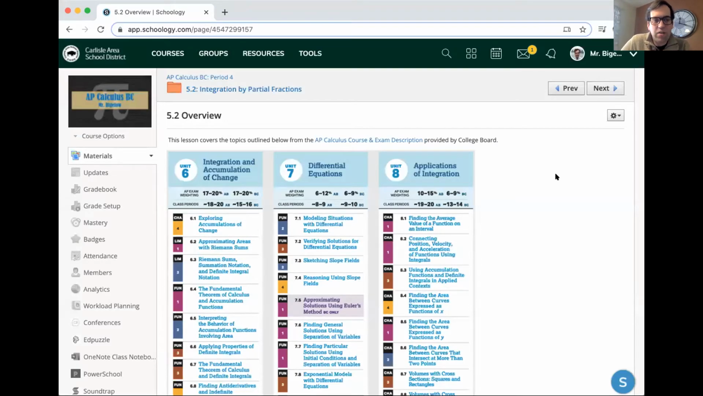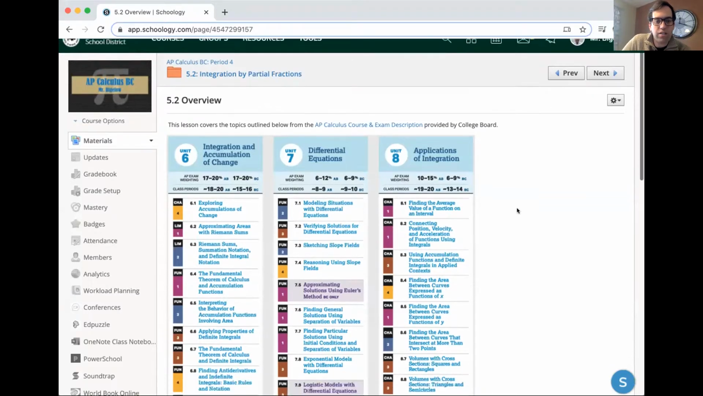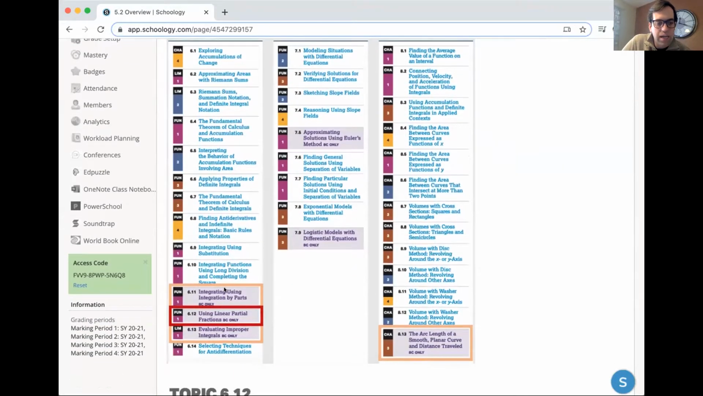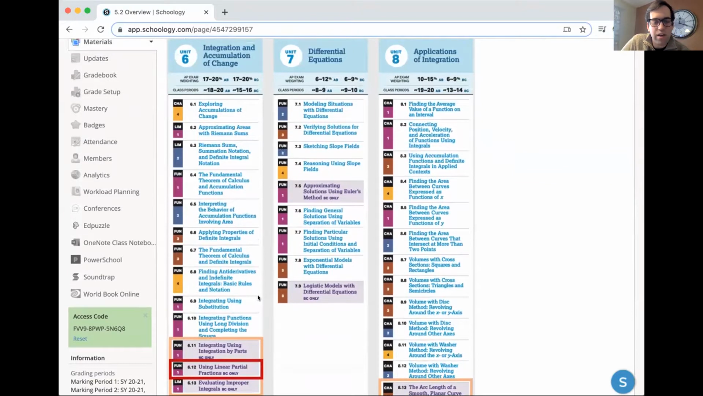Today we are going to be learning about lesson 5.2, integration through partial fractions. If you take a look at College Board's version of the curriculum, we are going to be doing 4 different lessons in this unit, and this is the second lesson. It comes from College Board's Unit 6 about integration.